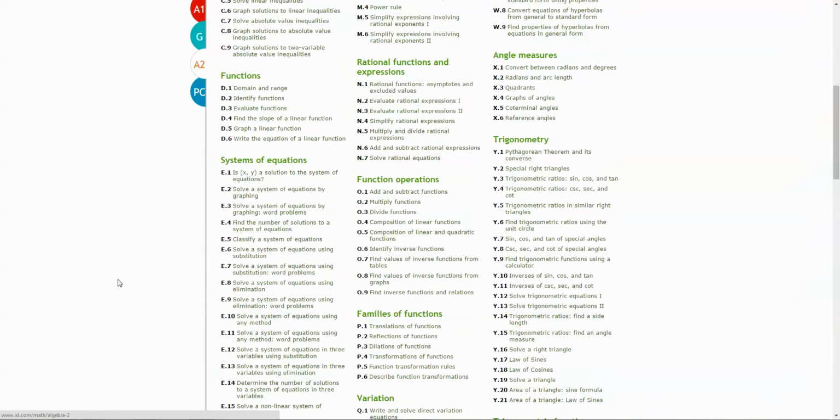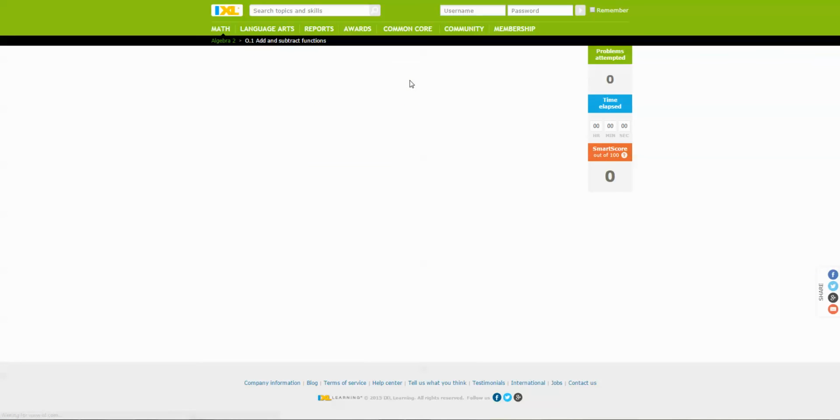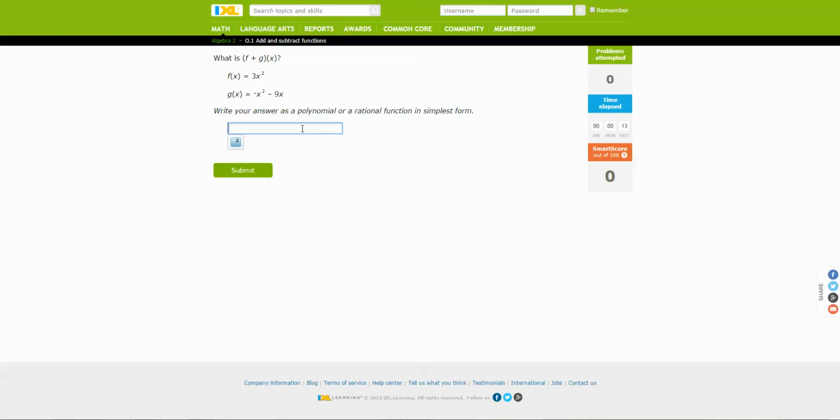Okay, so let's pick one and just take a look at it. Let's do adding and subtracting functions. Okay, so it jumps right into a problem. Notice that we are going to be typing our answer. It's not a simple multiple choice, because with multiple choice, you could end up just having the student pick it until they get it, and that's not really necessarily teaching them the correct methods and how to get the correct answer.